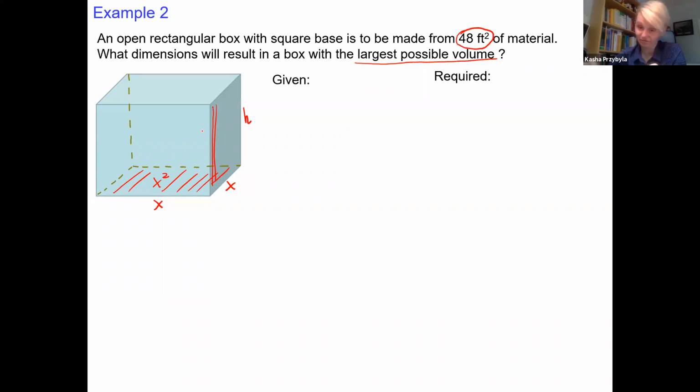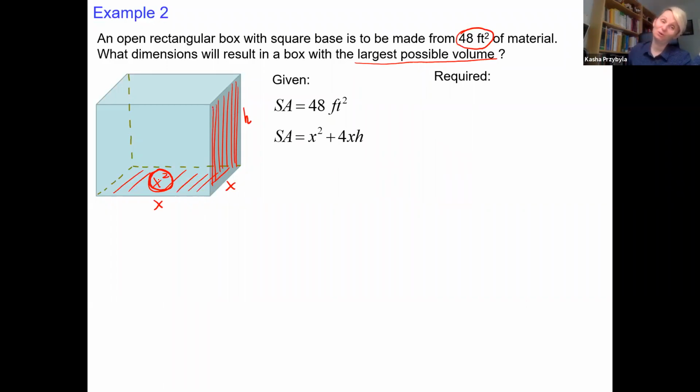x squared plus, thank you, Matt, x times h, because all of them are the same. Yes, x squared plus 4xh, really good. x squared plus 4xh, not just one x squared, yes? Just to make sure, because we don't have the top. Okay, now volume. Who can tell me the formula for the volume of the box?